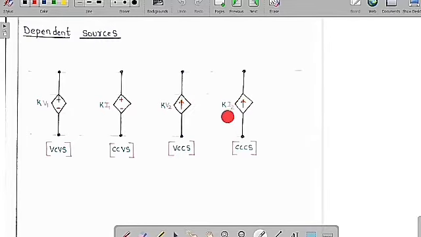Similarly here it is a current variable, so it is going to control the current in this source. Because of that reason only we can say it is a current control current source. So simply voltage control voltage source, current control voltage source, voltage control current source, and current control current source. So these are the 4 types of dependent sources which are present in electric circuits.